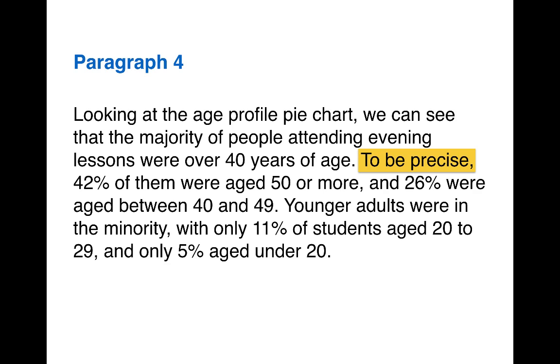And also, again, just as in paragraph 3, we had a number on the end of a sentence using comma with. If you look at the beginning of that sentence, starting with the words younger adults were in the minority, you could stop the sentence there, it's a full sentence. But if you want to add the number on the end, comma with, only 11% of students aged 20 to 29 and only 5% aged under 20. And that's paragraph 4 finished, and the whole essay, the whole report is finished because we have no conclusion as usual.